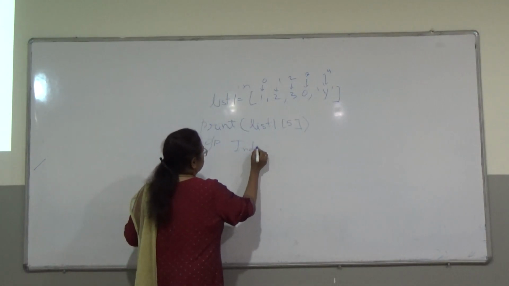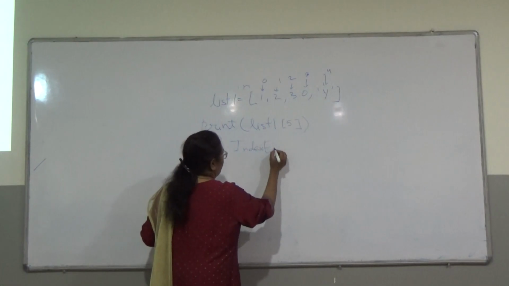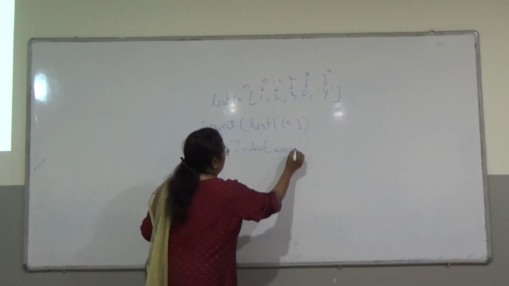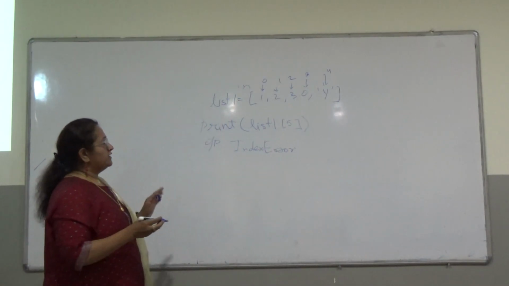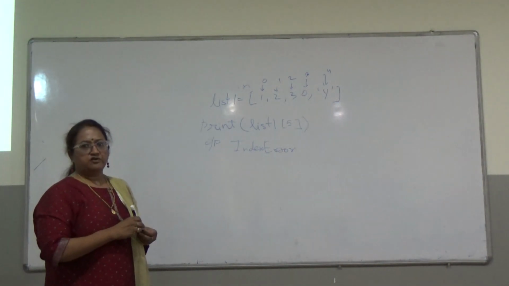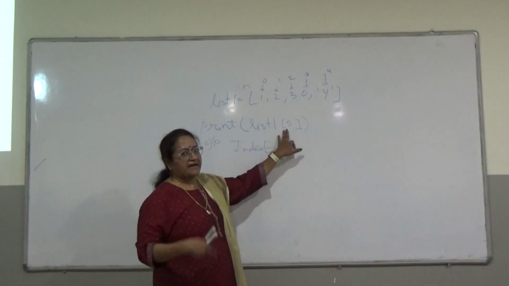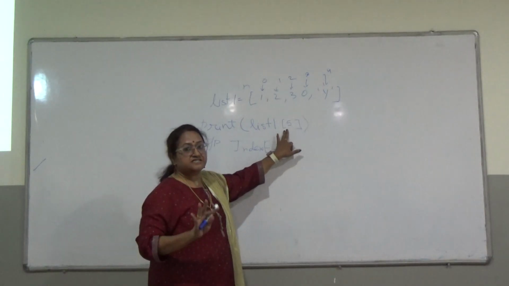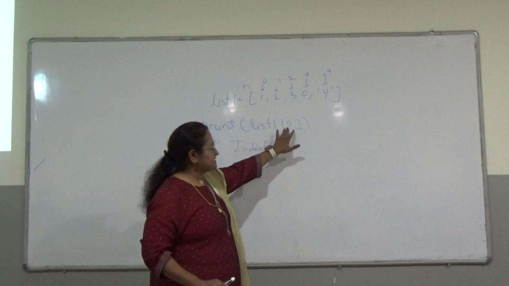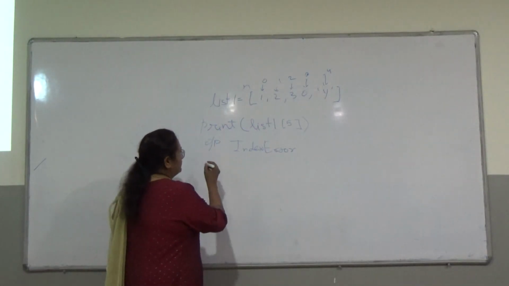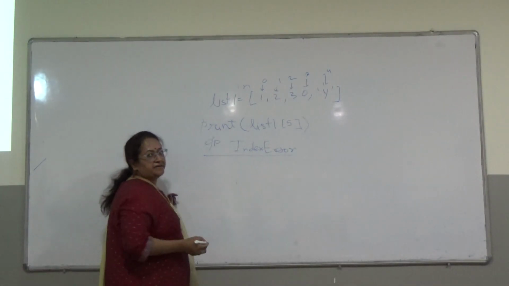This error is called index error. Why has this error appeared? Because we are having only 5 elements starting from 0 to 4. But as we are printing, we are trying to access the 5th element which does not exist. In this case, it will give an error. This error is called the index error.